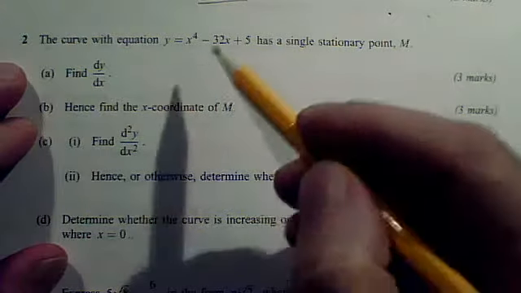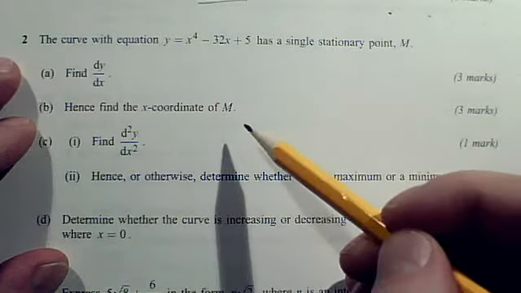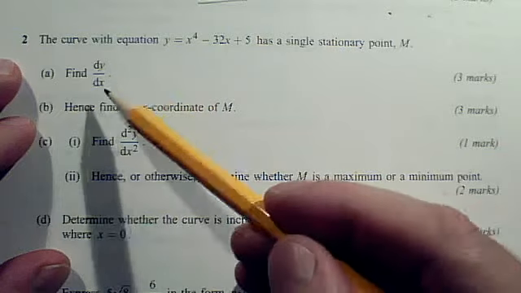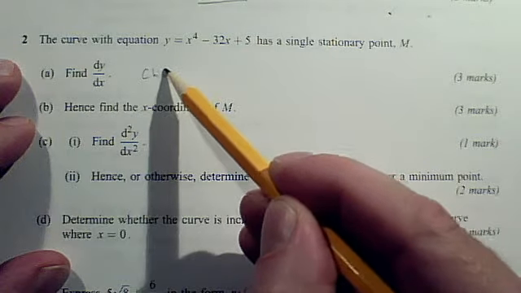Okay, here we've got a curve, we're given its equation. It talks about a stationary point, though that doesn't come into play until part B. We've got to start out just by finding dy by dx, so this is your chapter 5 rule for differentiation.